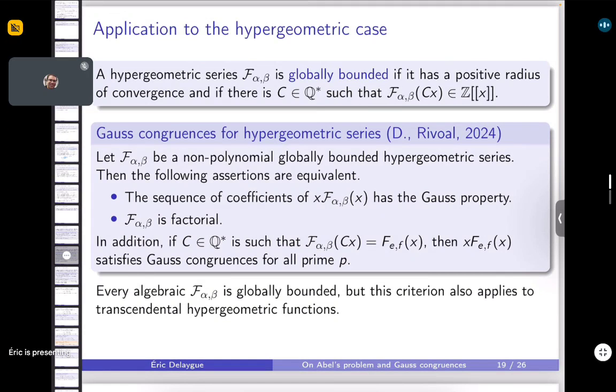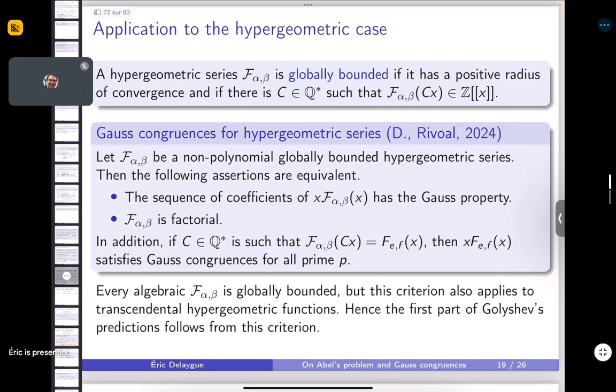Okay, so just as a remark, every algebraic hypergeometric series is globally bounded. This is in fact the Eisenstein criterion. But this criterion is not restricted to algebraic series, so you can also apply it to transcendental hypergeometric functions. So it essentially says that the Gauss property occurs if and only if you are factorial. So the first part of Golyshev's prediction follows from this criterion.